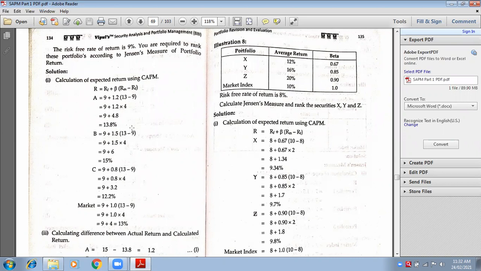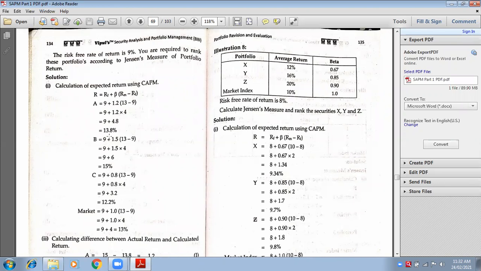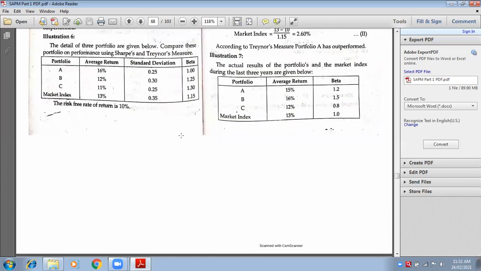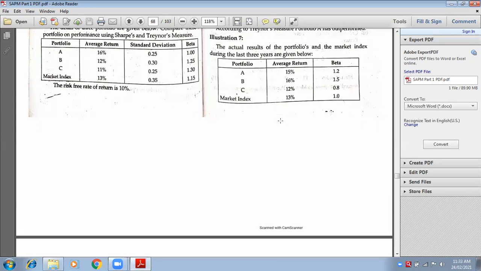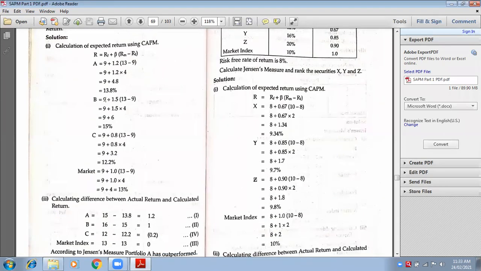Similarly, you have to calculate for B. See, RF is 9. RF is the same for every portfolio. For B, RF is 9 plus beta; you have to check it in the table. Beta of B is 1.5 and RM is 13%, the same for everyone. So beta is 1.5, RM is 13 minus RF is 9. So in the bracket it is 13 minus 9 for every portfolio, because RM and RF are the same for everyone.